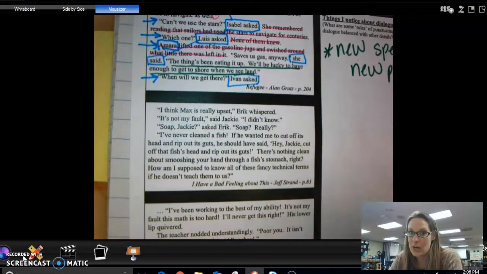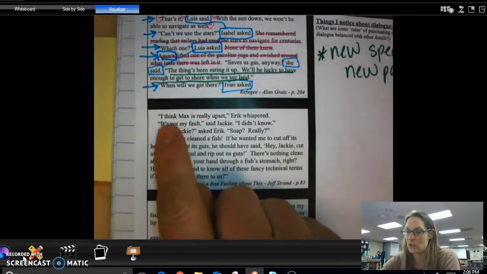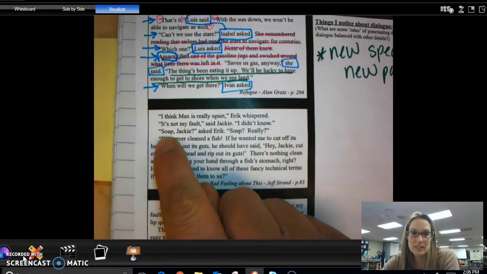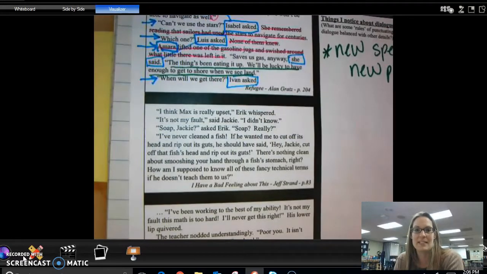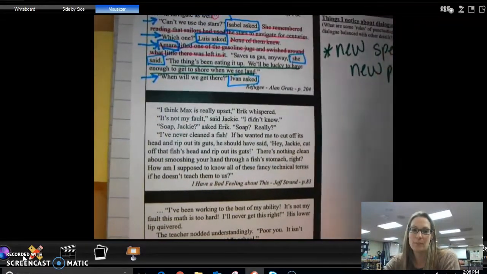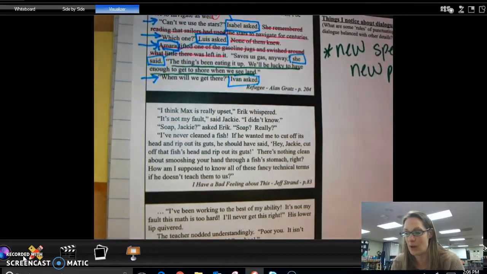Okay, so again, we already know that every time a new speaker is talking, there's going to be a new paragraph. So we know this is one person. This is going to be a different person. This is not this person anymore. This one. So we know that that is happening because we just realized that in this last section. So that one told us new speaker, new paragraph. This one, we're going to look at some of the punctuating elements of that.